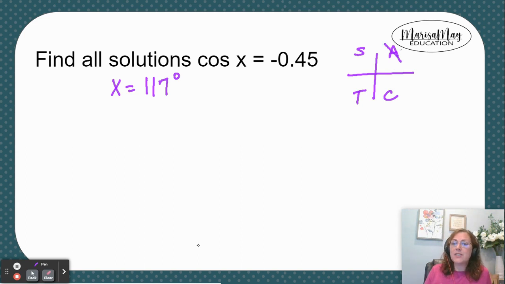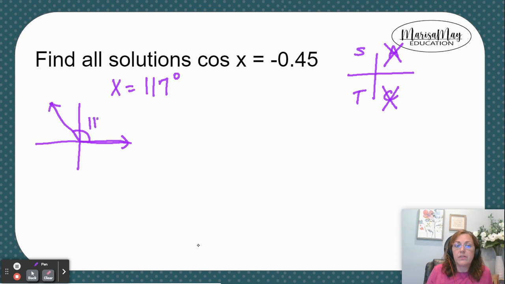that means that all are positive in 1, so cosine can't be negative there. And cosine is positive in 4, so cosine can't be negative there. We're working in quadrants 2 and 3. So if you look at quadrant 2, this 117 actually lands in quadrant 2 with a reference angle of 63. So I did 180 minus 117 to get that reference angle.